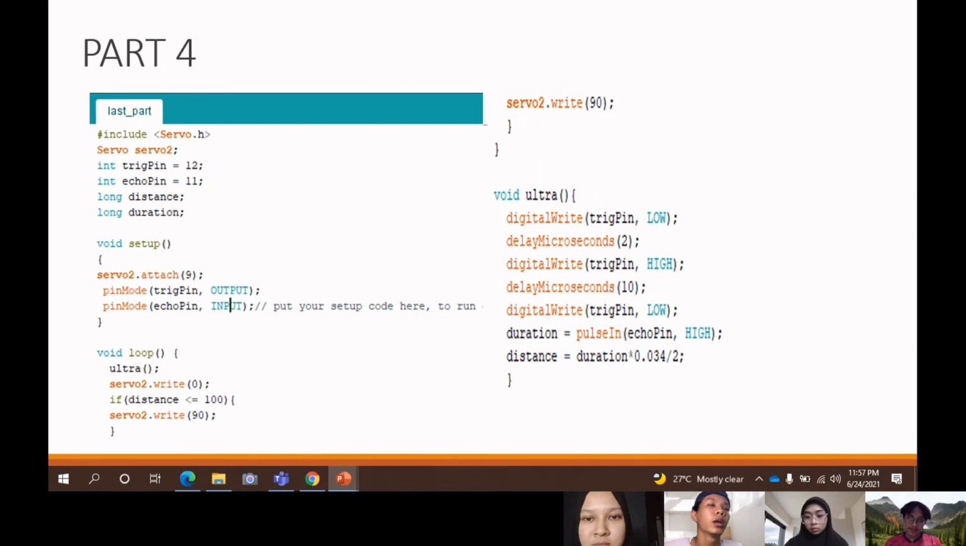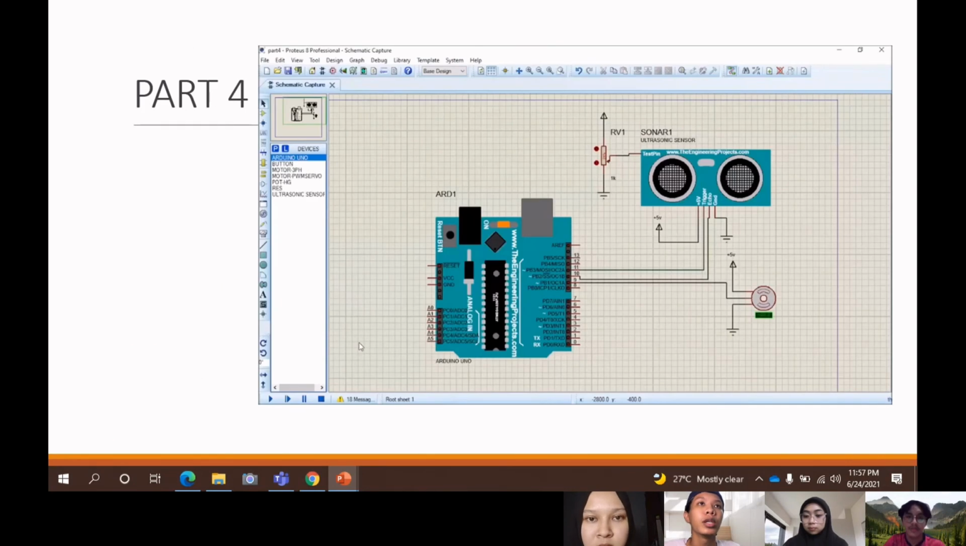Alright, thank you, Susanna. Alright, for part 4, I use ultrasonic sensor for input and servo motor for output. So the trigger pin is connected to pin number 12 and echo pin is connected to pin number 11. So when the person is near, distance not more than 1 meter, the ultrasonic sensor will detect and will trigger the servo motor 2 and will open the door. We move on to the simulation.